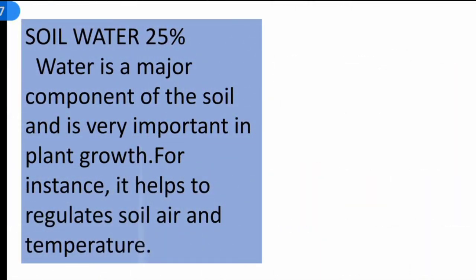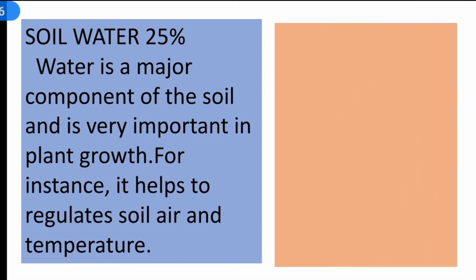Again, I'm going to look at water. Water also has 25%, as I said earlier. It's a major component of the soil and is very important for plant growth. For instance, it helps to regulate soil air and temperature. In addition, it supports the life of microorganisms in the soil, because I told you that all living organisms need water and air. It dissolves and makes minerals available for plant use. Remember that plants absorb their food or nutrients through water in the soil. So water is very, very important in the soil.